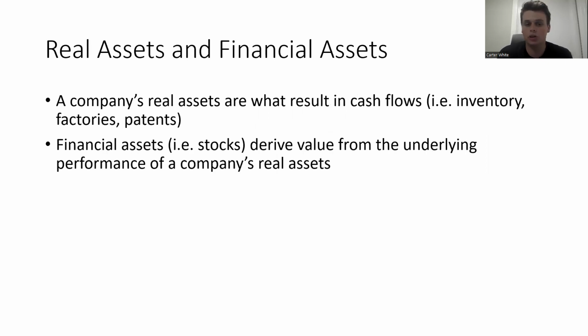So the relationship between these two: a company's real assets are what results in cash flows. I talked a lot about my lemonade stand last time. My lemonade stand has real assets like the actual lemonade itself, the lemonade stand, the labor that my brother provides. And if I was to sell stock for my lemonade stand, the financial assets would derive value from the underlying performance of my company's real assets. The free cash flows that these real assets are generating are what is giving these financial assets value.